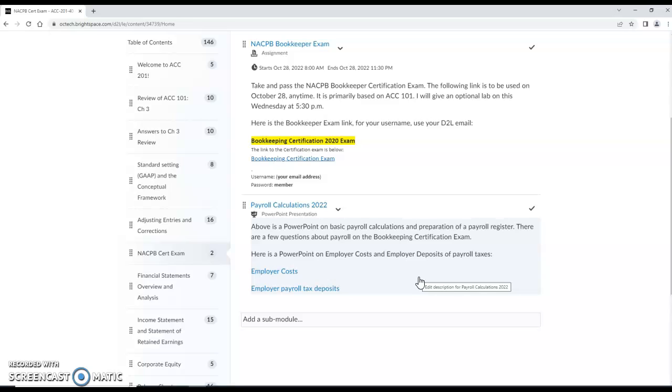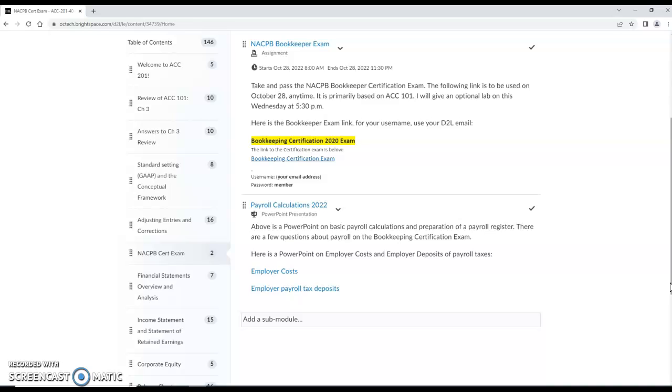There will probably only be one question on employer costs and one question on the depositing, and maybe a couple of questions that come from the first PowerPoint. So it's not a test on payroll, but there are some basic payroll-related questions. If you haven't had any payroll knowledge, then you may want to go through those three and get at least the general ideas.